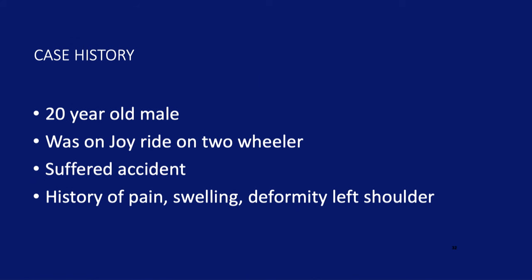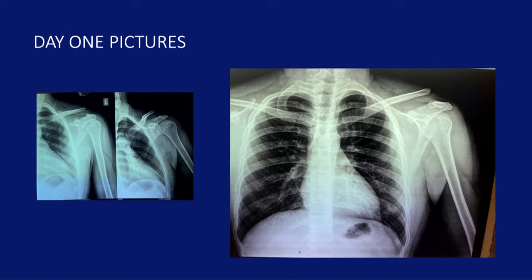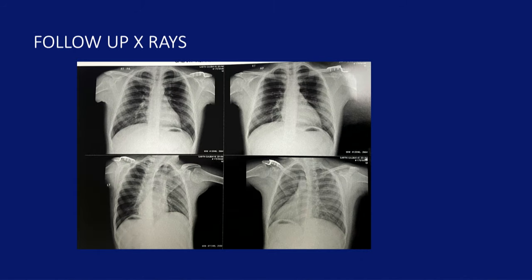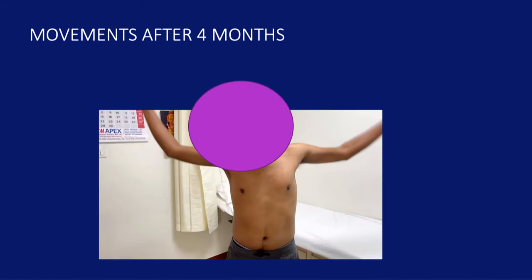This is another patient, a 20-year-old male, who was on a joyride on a two-wheeler. He suffered an accident. There was an obvious AC joint disruption on the left side. This was fixed with a hook plate. So these were his follow-up radiographs and this was his movement.